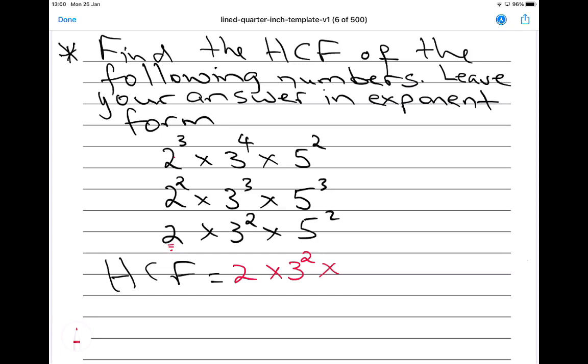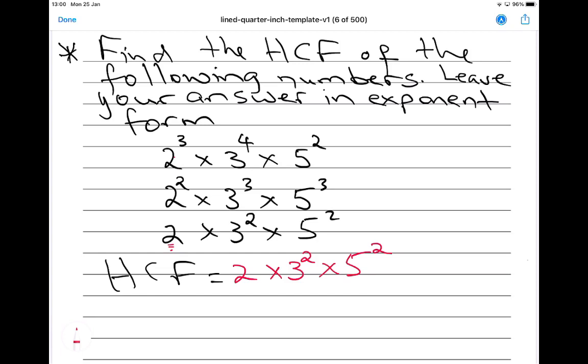Then we move on to the 5's. That is 5 squared, that is 5 cubed, that is 5 squared. So what's common in all the 3? I think it's 5 squared, right? And yeah, the question says leave your answer in exponent form, so we can just leave our answer like that.